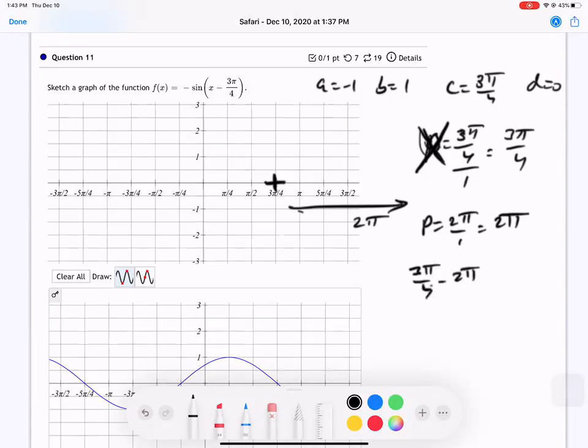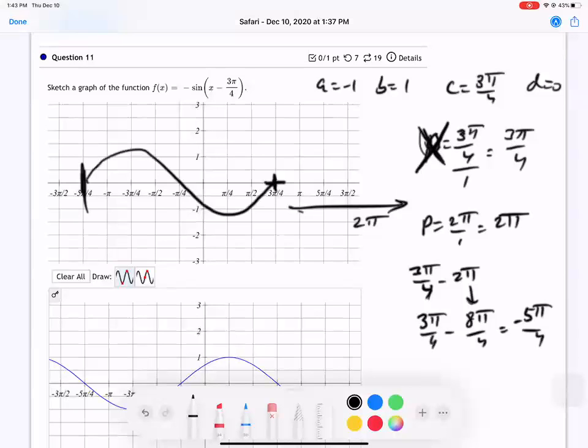Again, we have a common denominator here. So it's 3 pi over 4 minus 8 pi over 4. We multiply both the top and bottom by 4. We're at negative 5 pi over 4. Now let's see if we can find negative 5 pi over 4. We can right here. That's negative 5 pi over 4. So you know the graph is going to somehow start and stop here. Being negative, it's going to be flipped. That's the only difference.